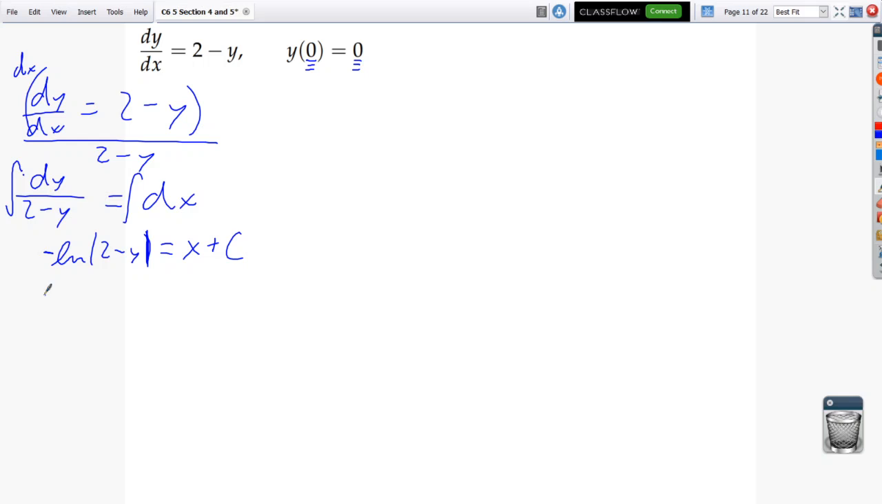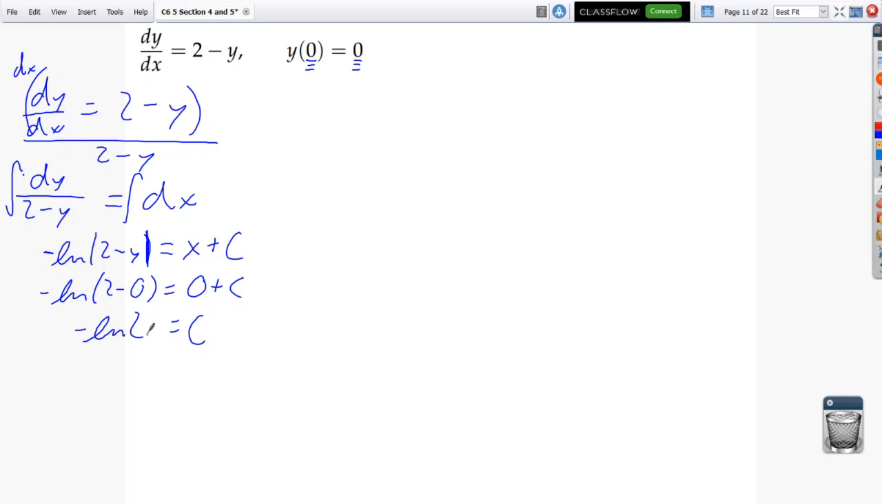So I'm going to have negative ln of 2 minus 0 is equal to 0 plus c. Well, the right-hand side is actually pretty easy to solve, isn't it? 0 plus c, that's just c. I think the left-hand side is easy to solve as well. 2 minus 0 is 2, and the ln of 2 is just ln of 2. So that means that c is equal to negative ln of 2.